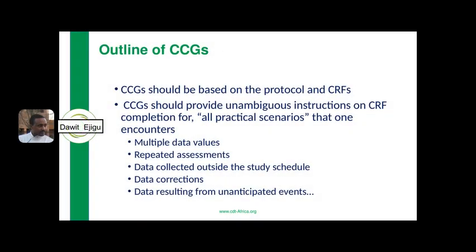When we look at the outline of the CRF completion guidelines, the guidelines should be based on a specific protocol and CRF, and the guideline should also provide unambiguous instructions on the CRF completion for all practical scenarios. For example, when we encounter multiple data values or repeated assessments or data collected outside the study schedule, or data corrections or data resulting from unanticipated events. So in all those scenarios, the guideline should guide us how to deal with these situations.